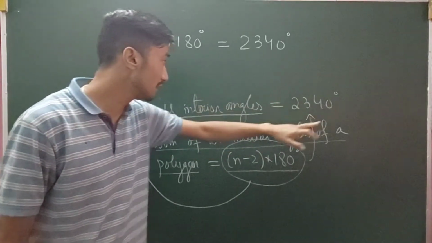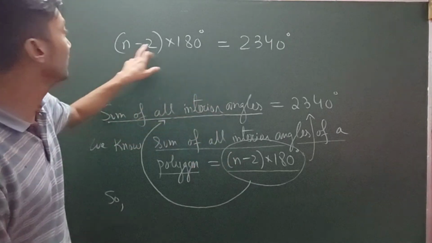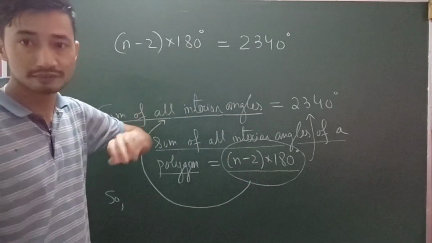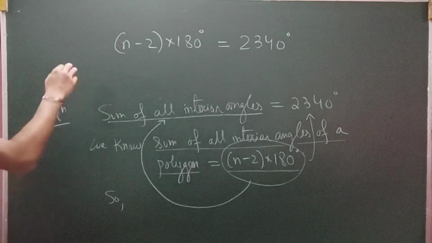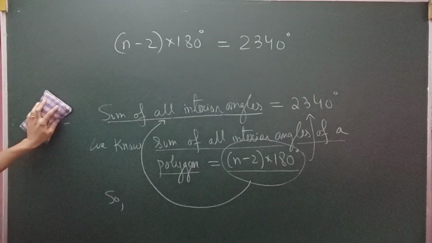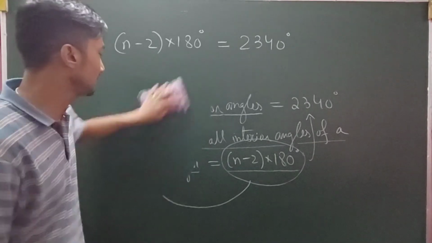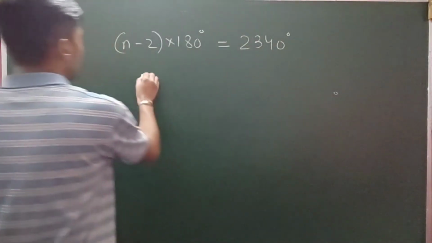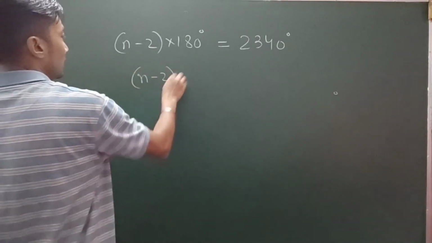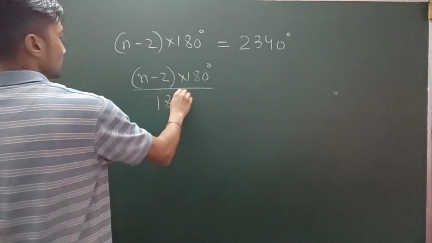So it's 2340, but we know that the sum of all interior angles formula is n minus 2 into 180 degree. Okay? So now we will use this knowledge and calculate n. What is n? Number of sides. Written? You can pause the video and write. Okay. So now let's calculate this and simplify. I'll divide both sides by 180 degree. You can cross multiply also.